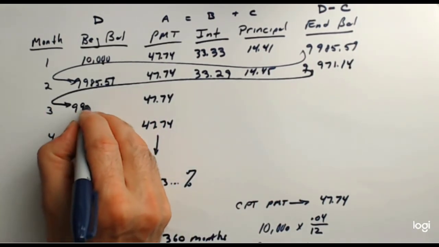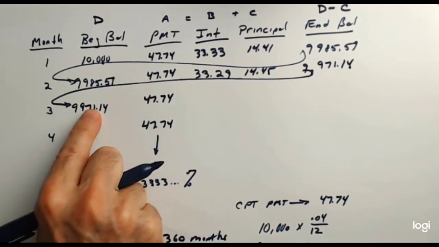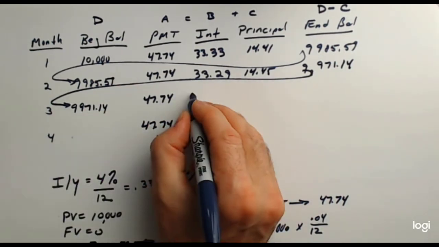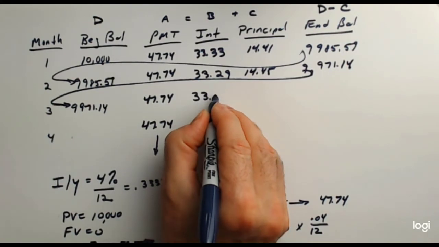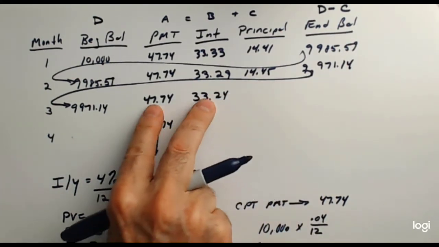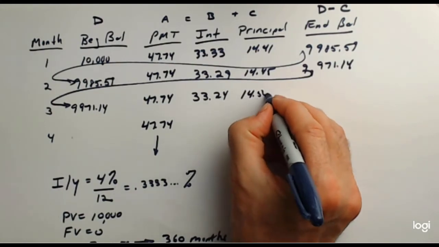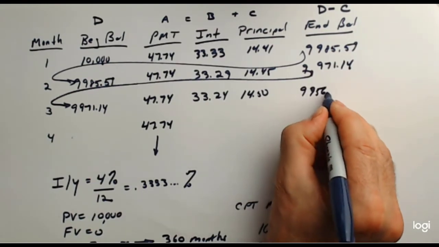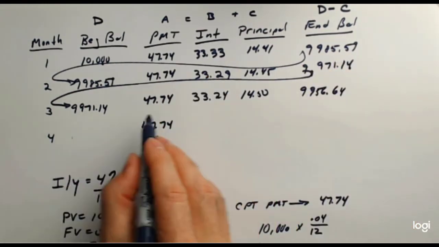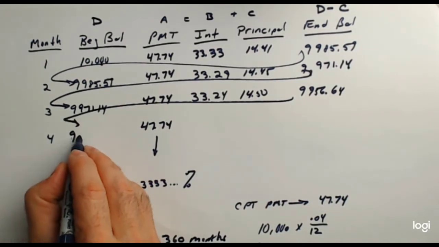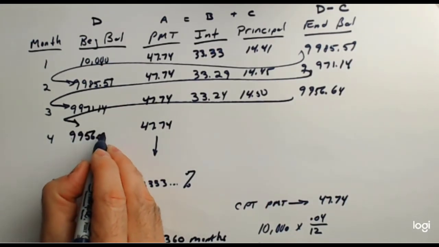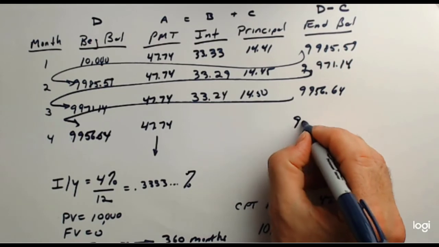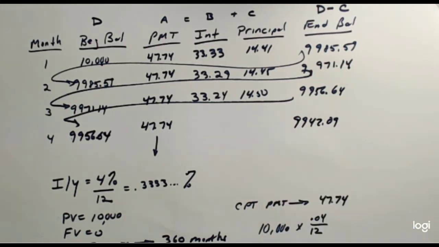So this will be $9,971.14. We'll multiply this by 0.04 divided by 12, multiply that out. We'll have an interest payment of $33.24. And the difference between these will be the principal payment, $14.50. And the difference between these two numbers will be $9,956.64. And we'll carry this forward and we keep going. And when you get done with this, you'll be at 9942.09.